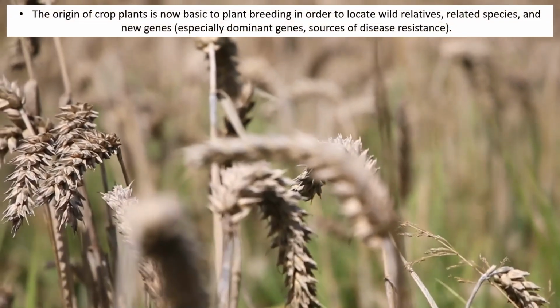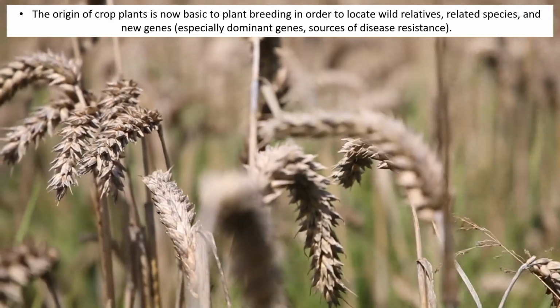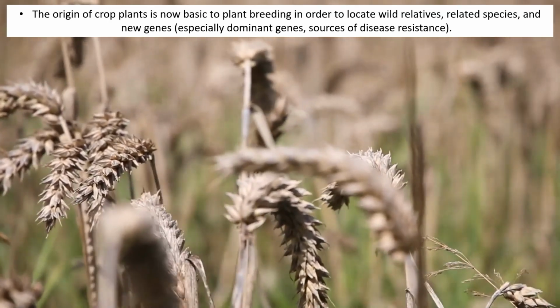So the origin of crop plants can now be looked into in order to locate how it was started, how it was planted from its wild related species, and how we use the new genes, especially dominant genes, such as disease resistance, for the purpose of recultivating or cultivating, which is a part of agrobiodiversity. So the knowledge of the origins of crop plants is vitally important in order to avoid genetic erosion due to the loss of germplasm as well as loss of habitat. Germplasm preservation is accomplished through gene banks and the preservation of natural habitat.